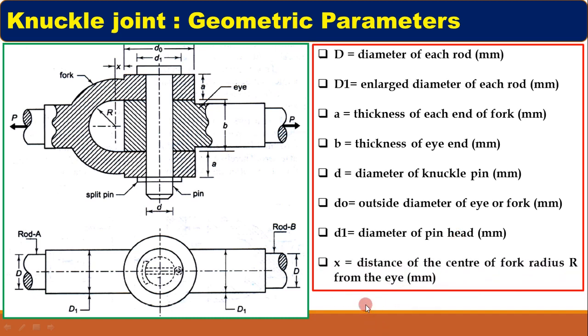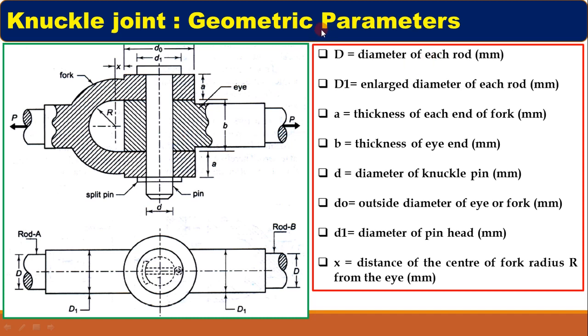And last is X. X is the distance of the center of fork. So this is the fork, and its center is here. So the distance between center of fork and eye end. This is the end of eye. This surface is nothing but the end of eye, and this is the center of fork. So the distance between the center of fork and eye end is X. So this is about the geometric parameters of knuckle joint.